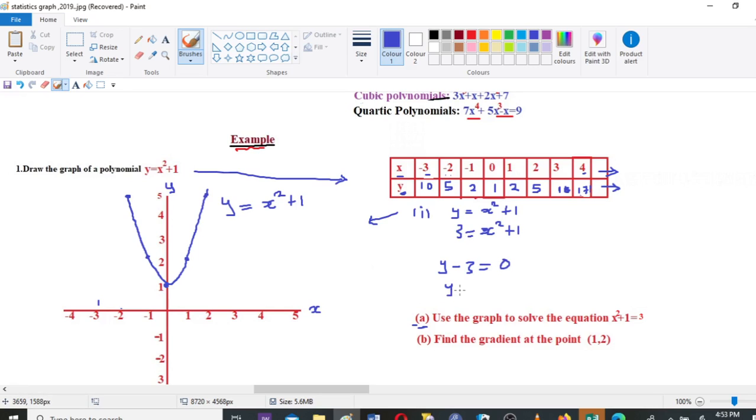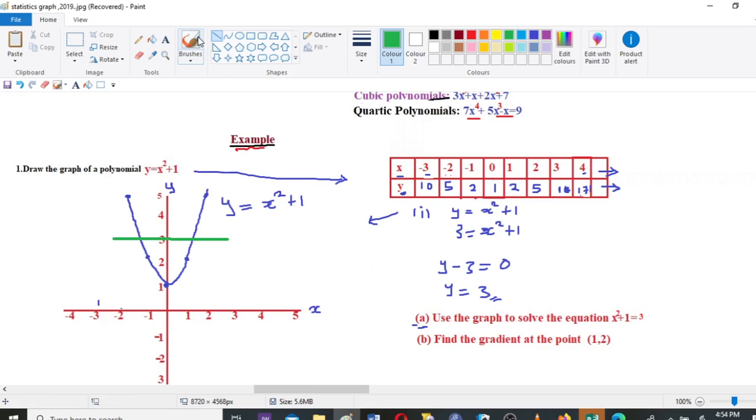Now this is the same as having y is equal to positive 3, right? Now we need to get the solution from the graph. We are using the graph, so to get the solutions from the graph, we need to plot this line, that is y is equal to 3. Now y is equal to 3 will pass just here at 3 on your y-axis, right? So it will pass at 3, that is here. That is your line.